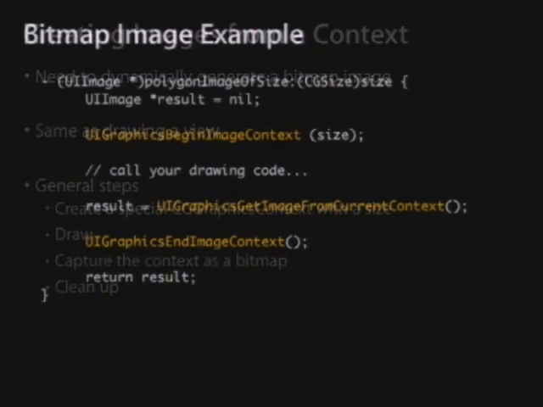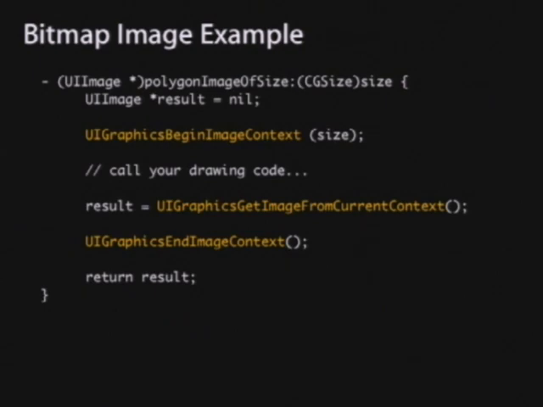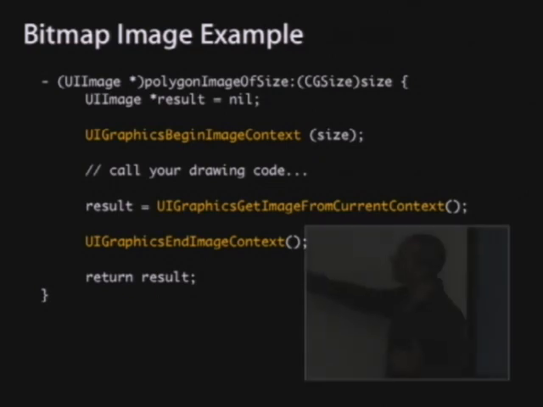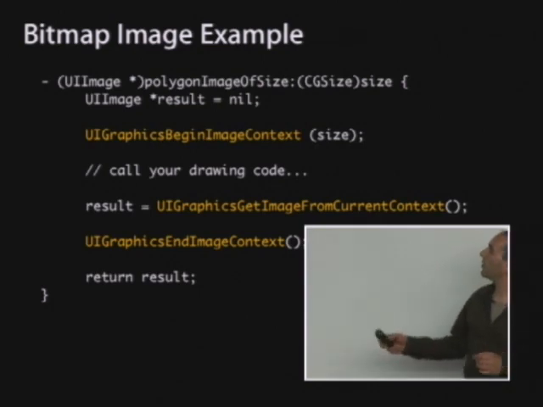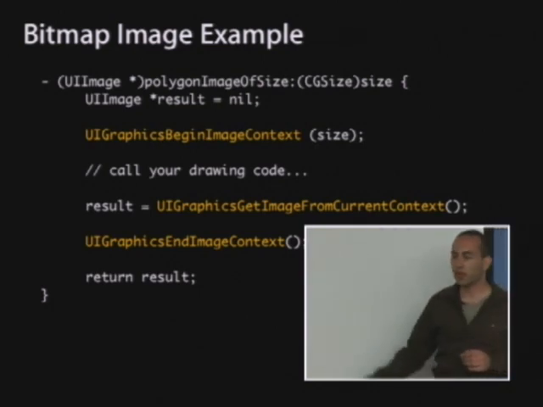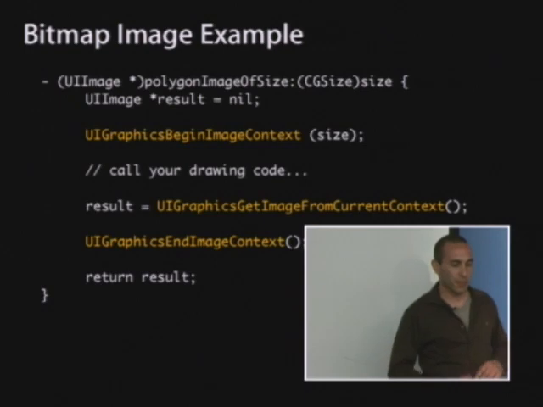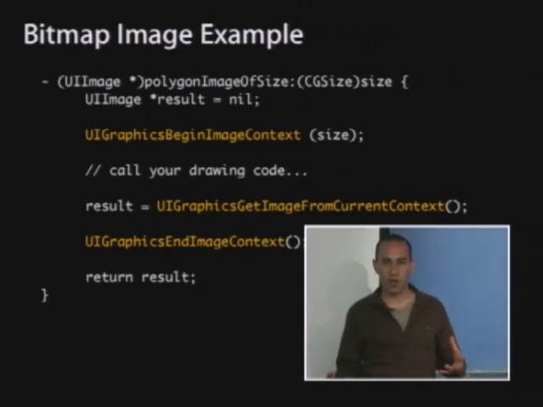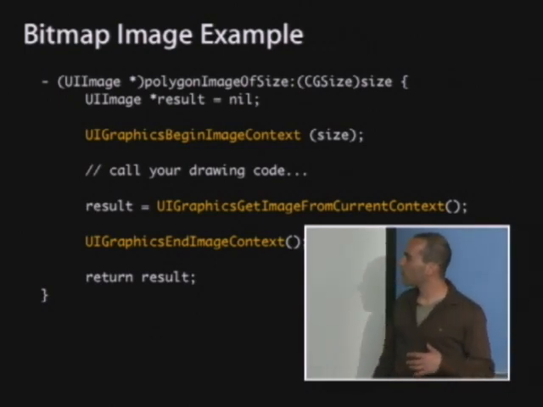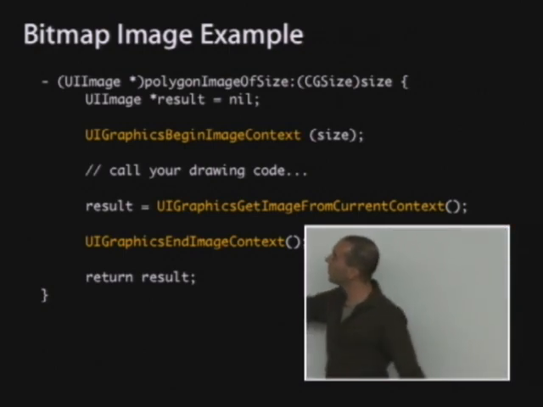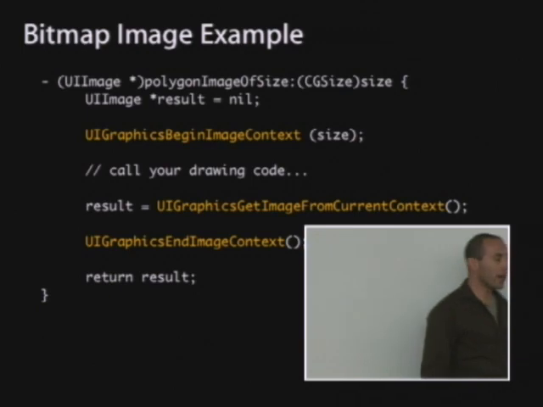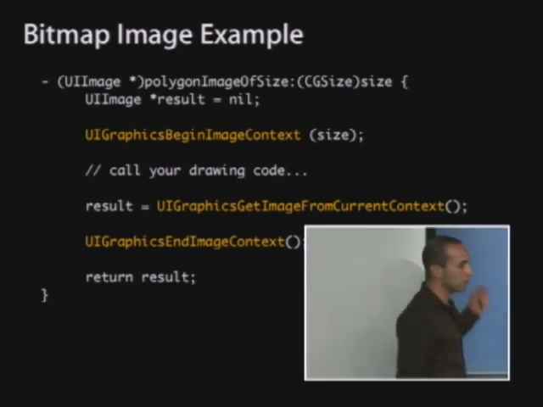So how do we do that? Well, here's an example. I have a function called polygonImageOfSize. I want to create my own context, so I call UIGraphicsBeginImageContext. I call UIGraphicsGetImageFromCurrentImageContext, and this context is the current context in your rendering tree. And you can call end context, and then that'll package it up. And you can return that as a UIImage. So what you actually get out of here is a UIImage.